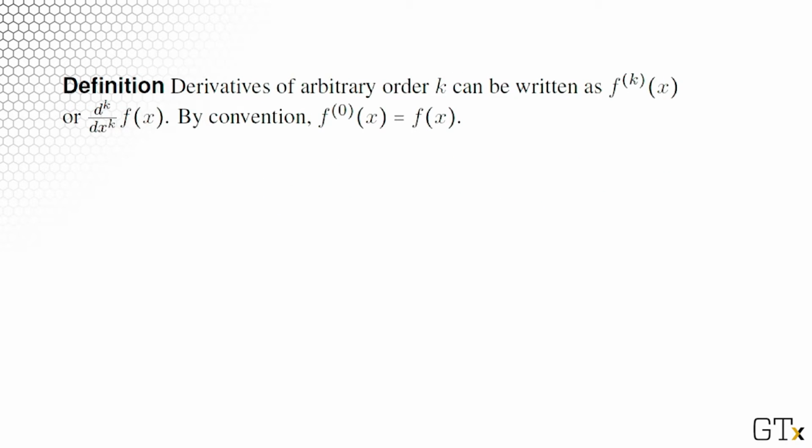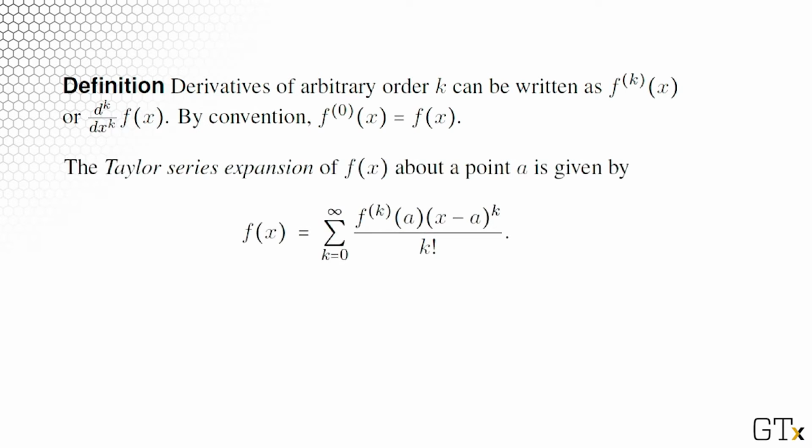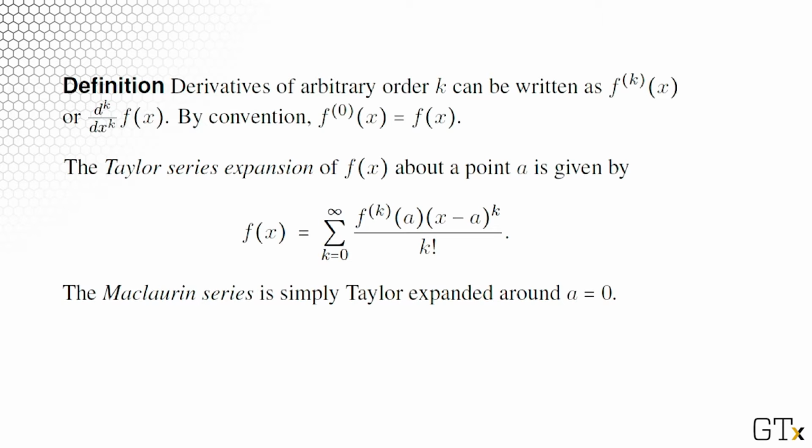Let's give another definition. Derivatives of arbitrary order k can be written as f^(k) of x, or d^k/dx^k of f of x. And by convention, we let f^(0) just be the same as f of x. So one nice thing, which we'll use a couple times in class, is that you can write f of x in what's called a Taylor series expansion about a point a. It's given by this infinite sum from k equals 0 of the kth derivative evaluated at a, times x minus a to the kth power over k factorial. That's what's called a Taylor series expansion, and it's quite nice. It's used occasionally. The Maclaurin series is just the Taylor series expanded around a equals 0.